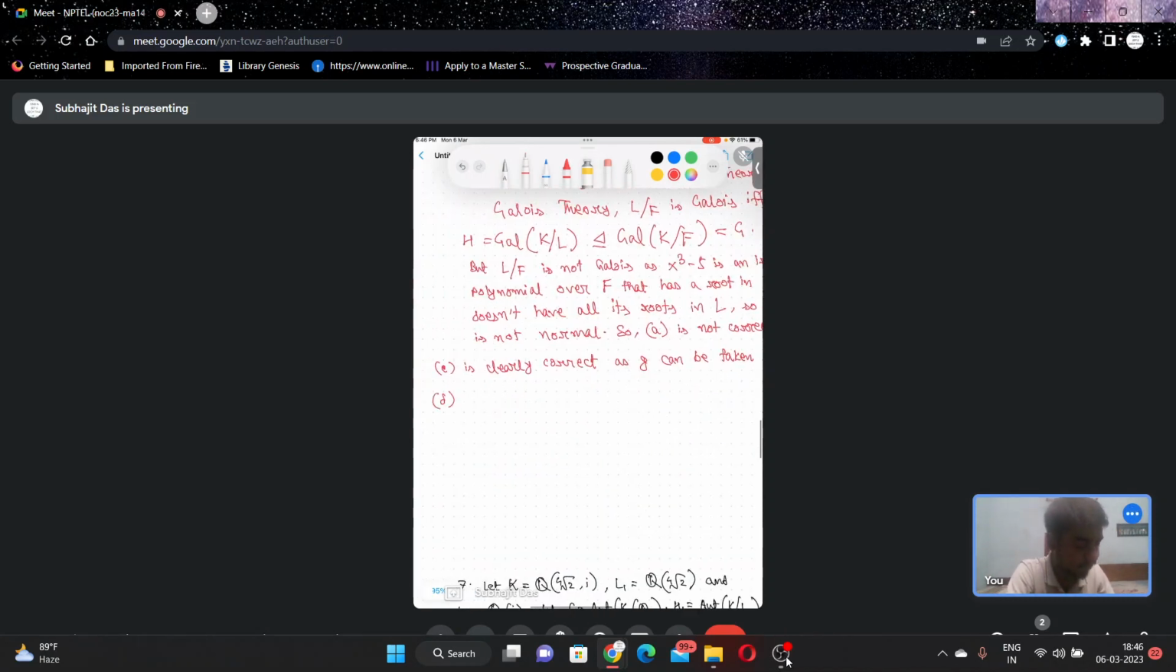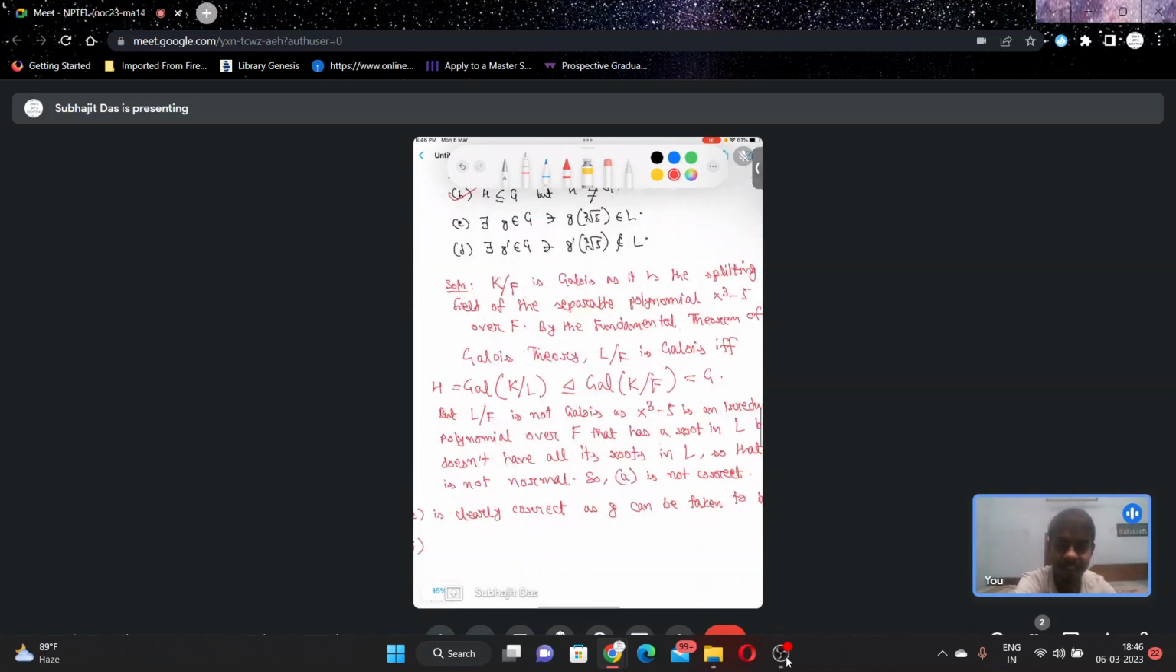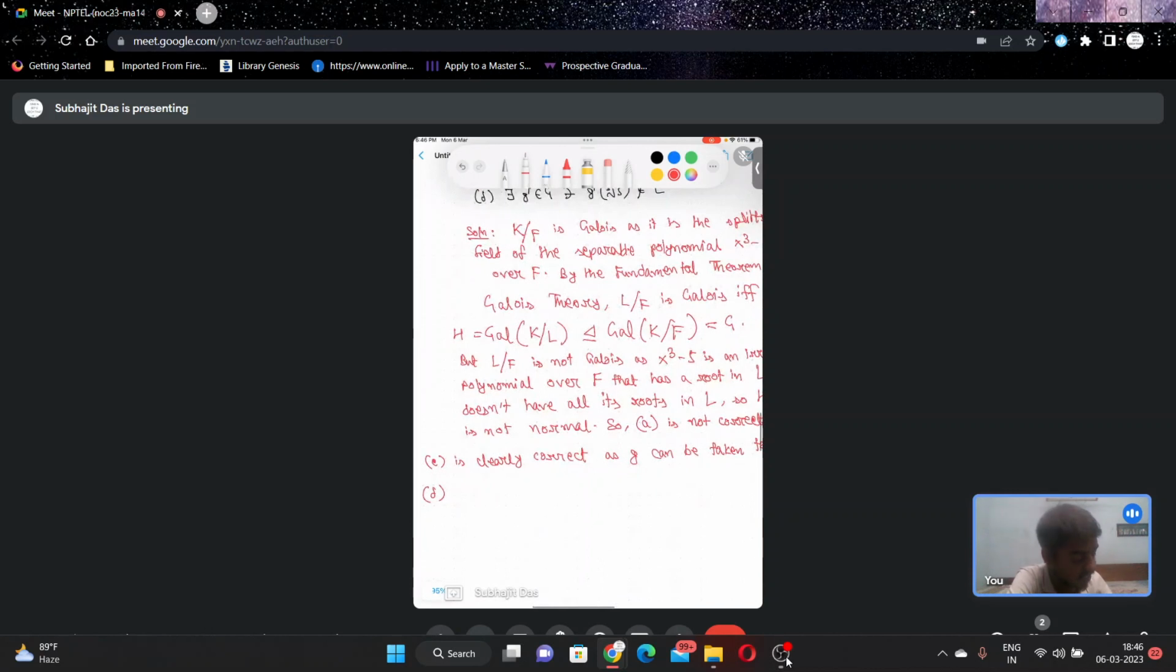And what about option D? Option D says that we can find an element g prime in the Galois group as well, which maps the element cube root of 5 onto an element which is not in L. So there exists some element g prime in the Galois group G which sends cube root of 5 onto some element in the codomain, that is onto some element in K which is not in L. We can find such a g prime which maps cube root of 5 onto an element in K which is not in L. Now D is also correct.